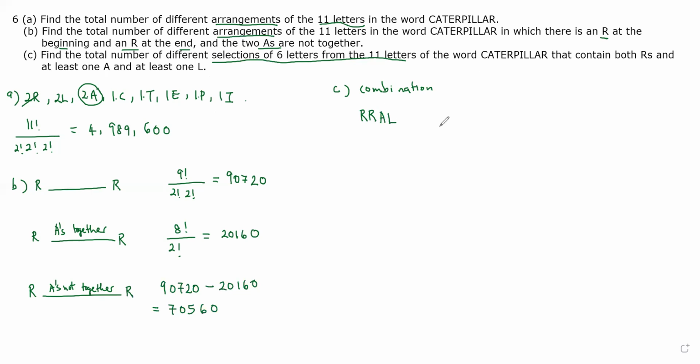We must have an A and an L. So these are 4 letters already, but we need to select 6. So we need to select 2 more. If we already have 4 here, then the number of letters that we could select from is 7. So we have 7 left. And from 7, we just need to select 2 more, regardless of what it is. And that gives us 21.